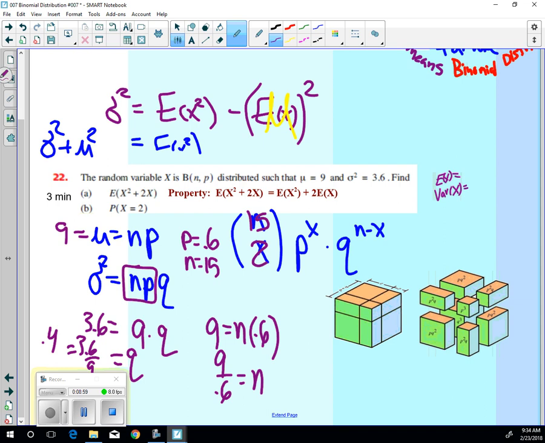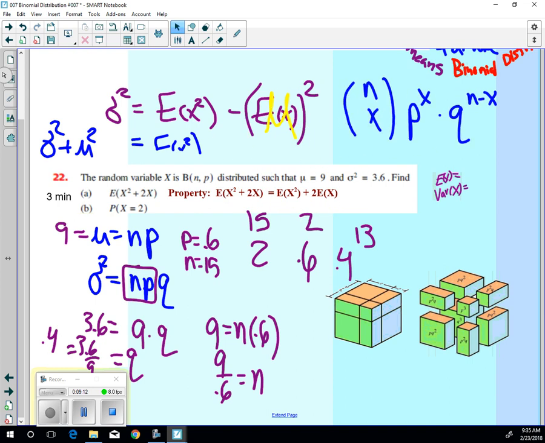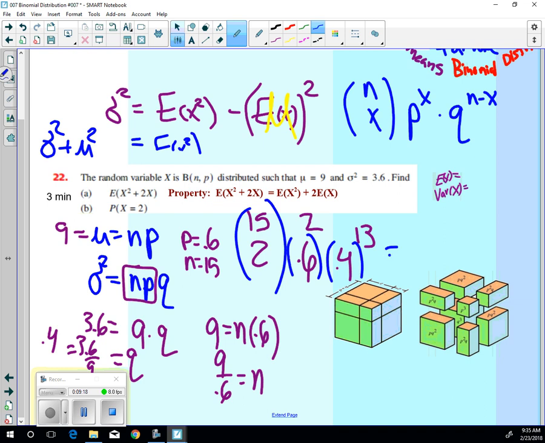So here we go. 15 choose 2, 0.6 to the 2, 0.4 to the 15 minus 2, which is 13. And don't worry, I'll take this out for you. And so 15 choose 2, I can do that in my head. It's 15 times 14 because 13 factorial goes away. 15 times 14 over 2. 14 over 2 is 7. So 7 times 15 is 105.